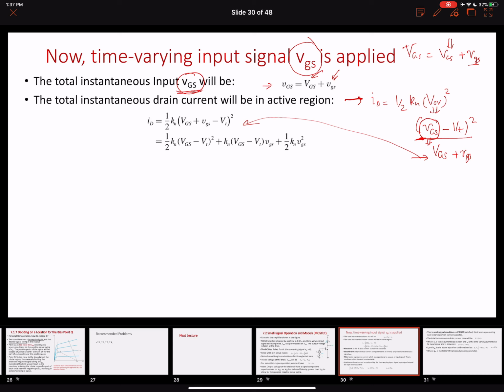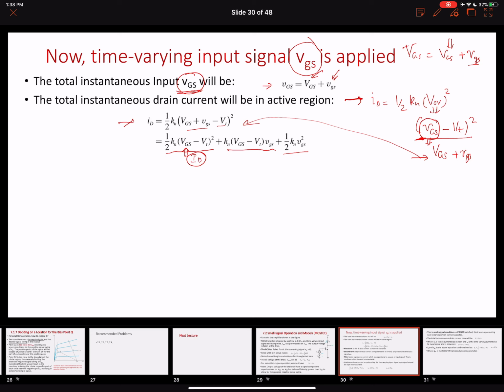Once you get this equation, you can easily expand this term, (a minus b) whole square. So we have half Kn, and we get three terms. Now look at all three terms very closely. The first term is half Kn (VGS minus VT) whole square. This term shows the DC value of the gate to source voltage, which means this is our DC drain current when no time varying component was present.